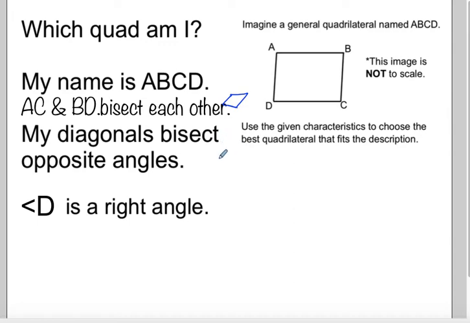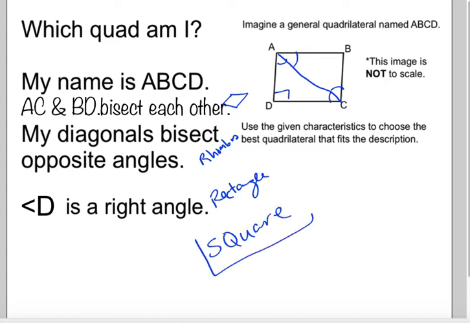The next thing it says is that the diagonals bisect opposite angles. This means if you had a diagonal drawn in, that it would be bisecting these angles, meaning that all 4 are equal. Well, that's a rhombus thing. If they also tell you that D is a right angle, well, that's a rectangle trait. So if you have a parallelogram that is also a rhombus and a rectangle, then you know you have a square. And the best name for this shape would be square.